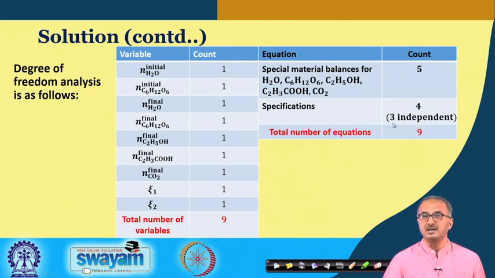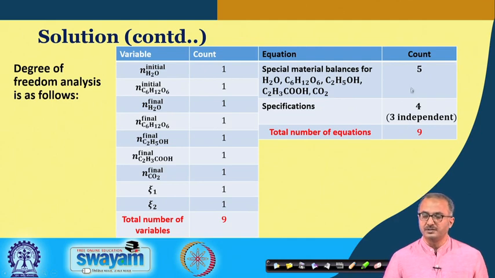Now, 3 independent means that in these specification variables, either you can mention the amounts of the glucose and water going into the system, and in that case you do not need to mention the total amount of the feed, or you can mention the total amount of feed and the percent composition of any one of the things, either glucose or H2O. We need not mention all the 3. Then it will not be independent, and for these equations we know these have to be independent specifications. So, that is why it is written 3 independent.